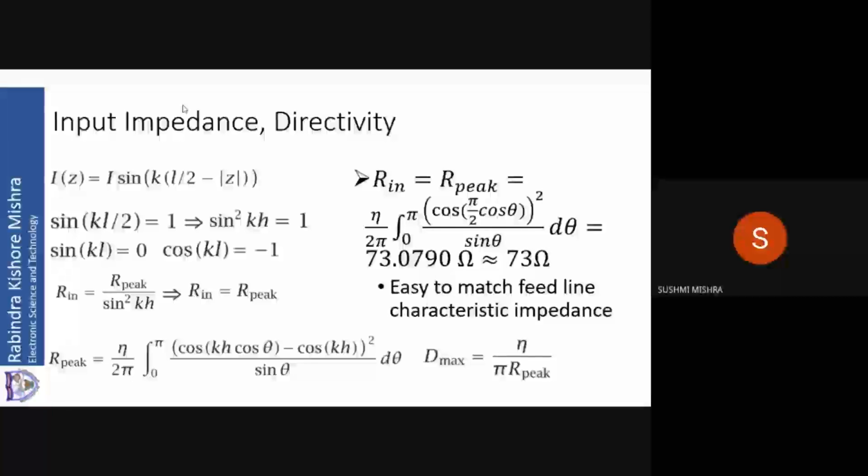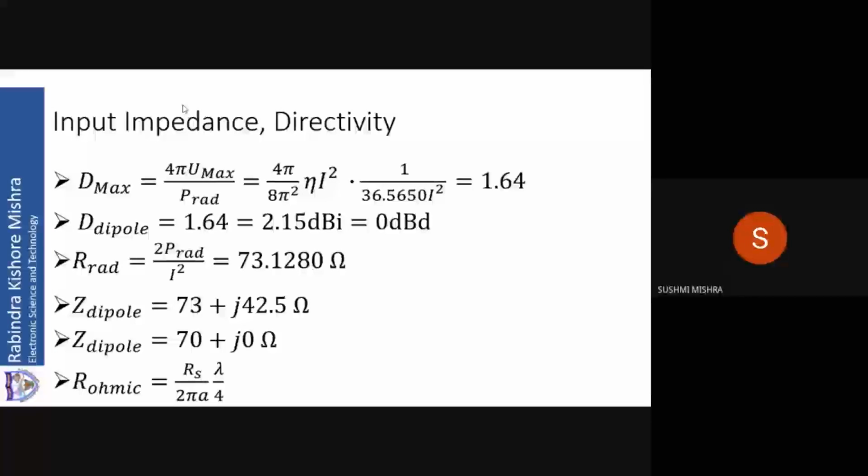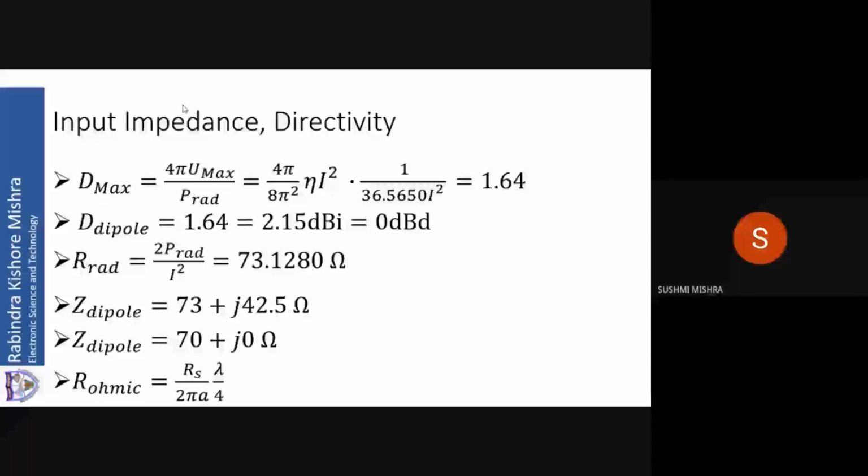So let me calculate Dmax once more. Now Dmax we can also find using this expression, 4 pi Umax by P rad. This is another way of finding Dmax. So either you use the previous formula or you use this formula. We have found Umax because we have found U, and we have found the expression for P rad. Put those values.